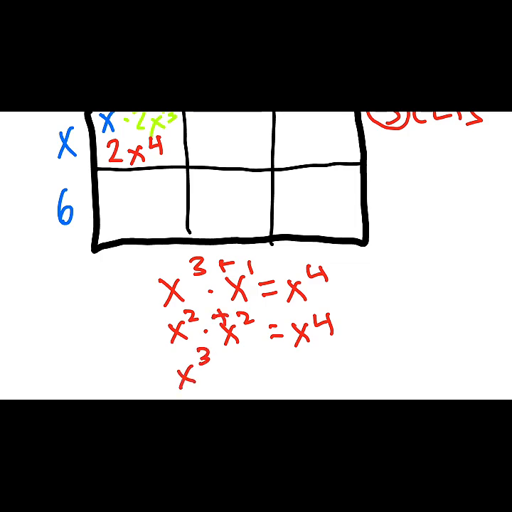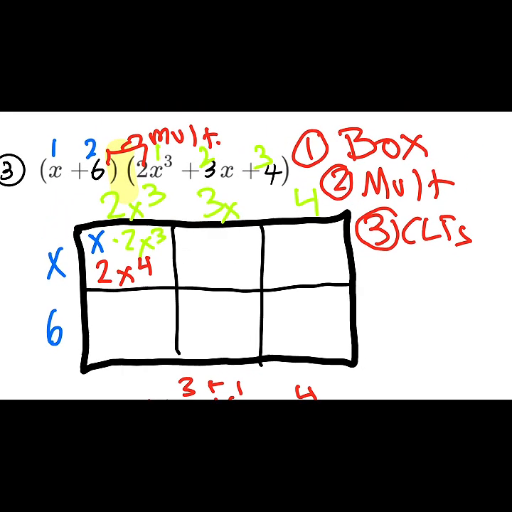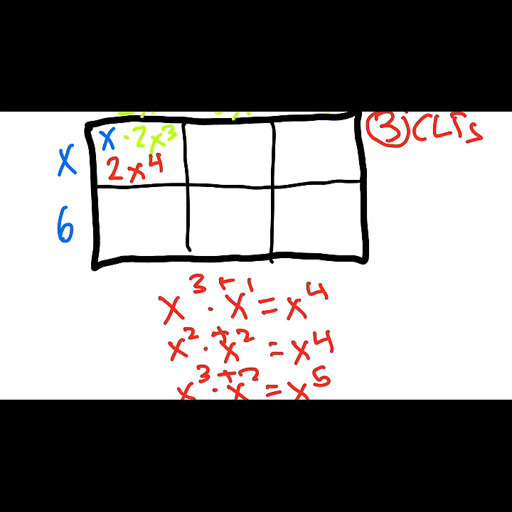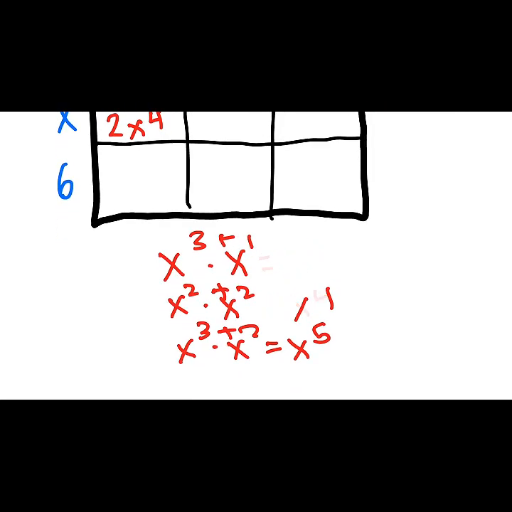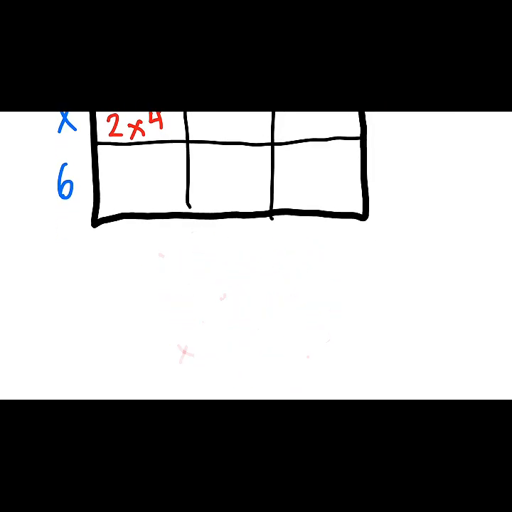One more example just for the road. X cubed times x squared. Well, that would be x to the 5th power, because you are adding these two exponents. 3 and 2 make 5. All right, with all that out of the way. So I'm going to erase that. Got space later.